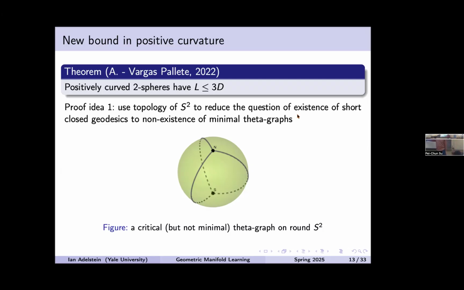But the claim is that this is not a minimal theta graph. What I mean by that is that there are directions that I can perturb this curve which decrease the total length. So the second variation I can demonstrate is strictly negative. And you can sort of see it. If I just take these two vertices and I pull them towards each other, then this back curve gets longer, but both of the front curves get shorter. And I can decrease the total length of the curve in this way.